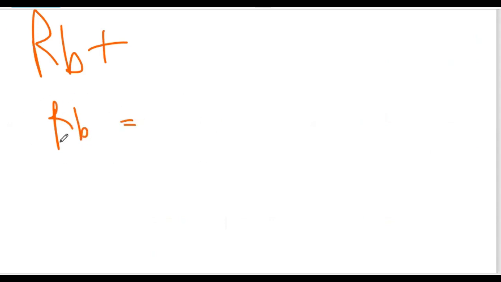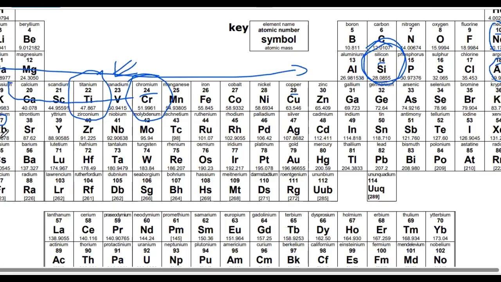I'll use the noble gas configuration because it's easy. So what is the noble gas before rubidium? If I go back and then go on top, you can see that the noble gas before rubidium is krypton. And krypton has 36 electrons, and then rubidium has 37.